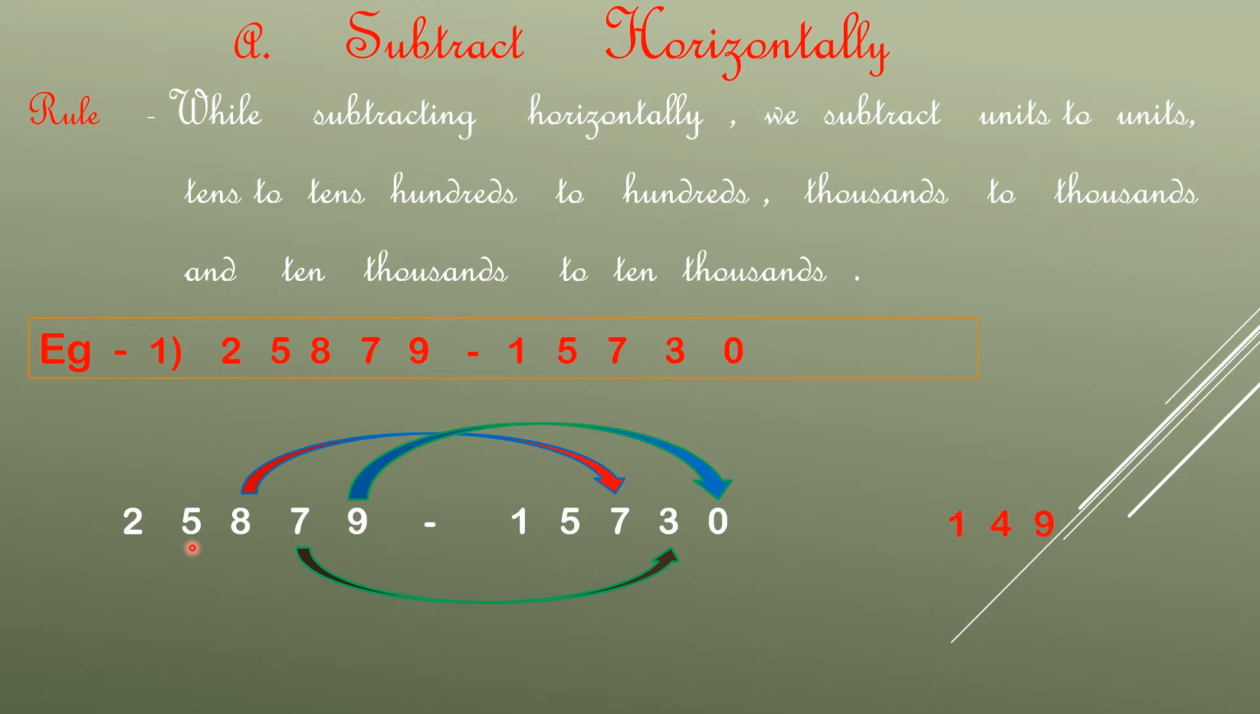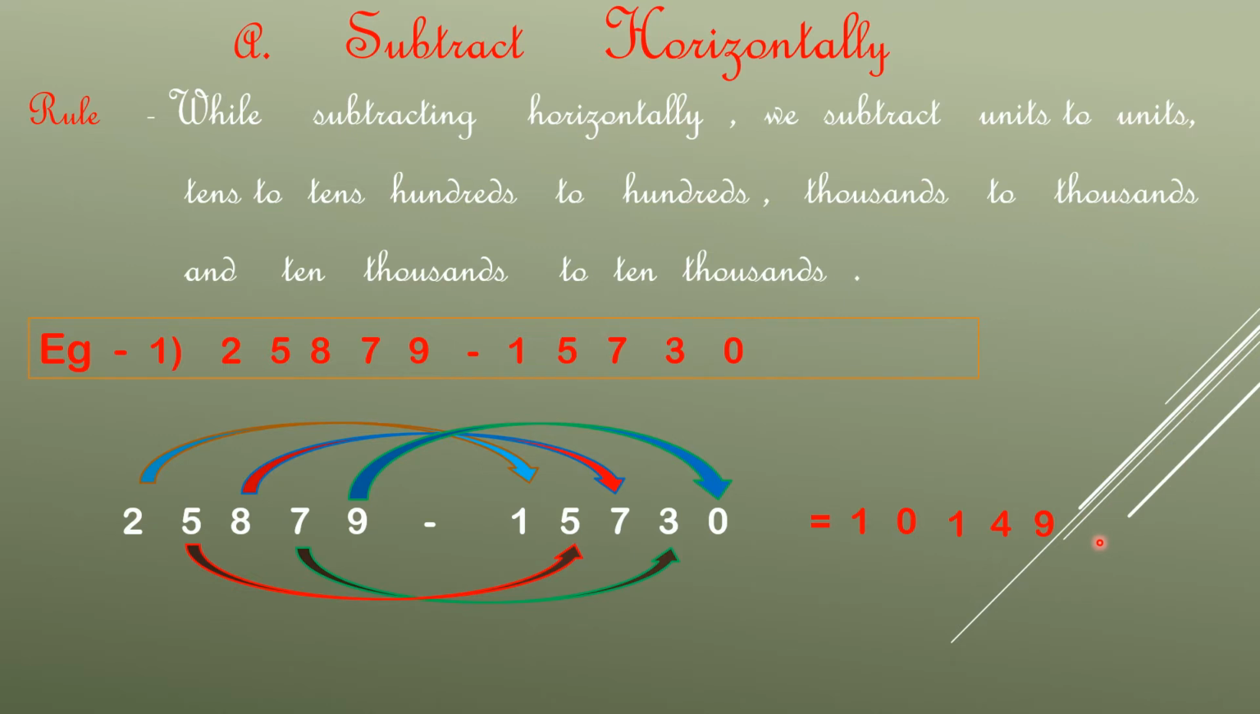Now I go to the thousands place, that is 5 and 5. Both the numbers 5 are in the thousands place of these numbers. So I will subtract them. 5 minus 5, my answer is 0. And the last is in the 10,000s place, 2 and 1. So if I subtract 1 from 2, I get the answer 1. So my answer is 10,149. So I hope children you have understood.